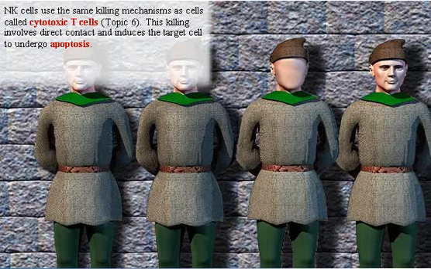How do NK cells kill abnormal cells? The same way that cells called cytotoxic T cells kill, a process we will explore in detail in Topic 6. For now, let's just say that killing involves direct contact and induces the target cell to undergo apoptosis, which is programmed cell death or cellular suicide. Click the traitor.